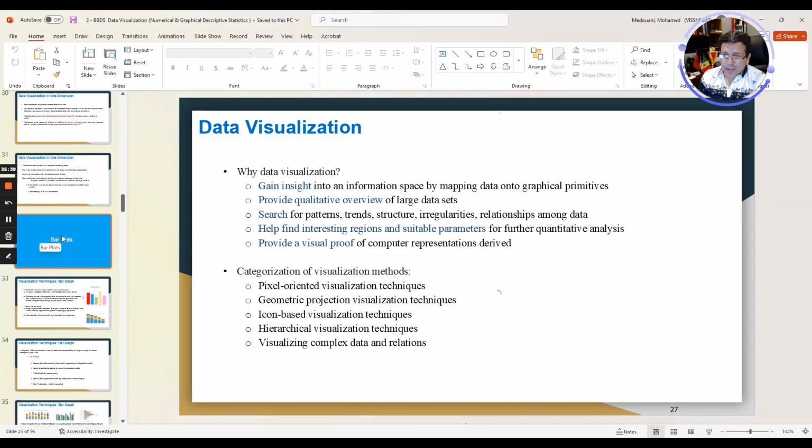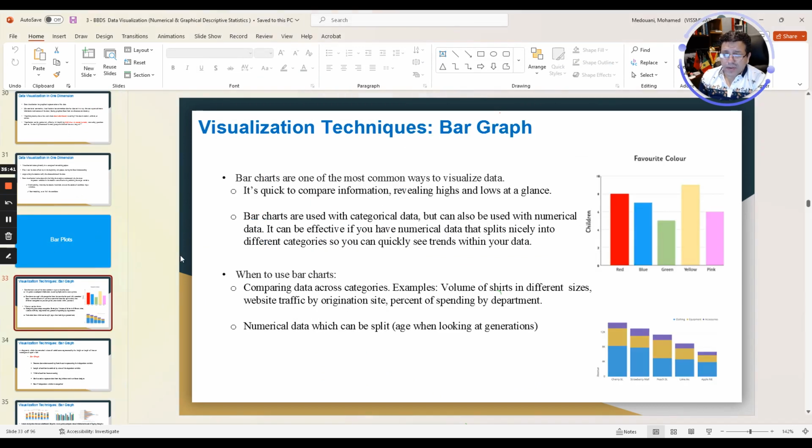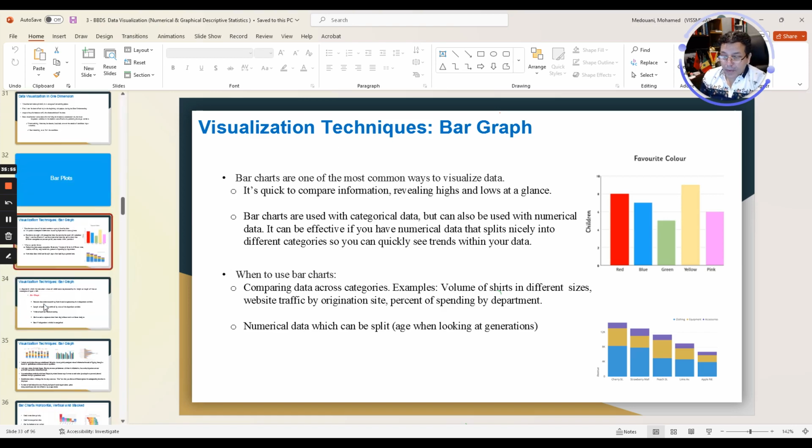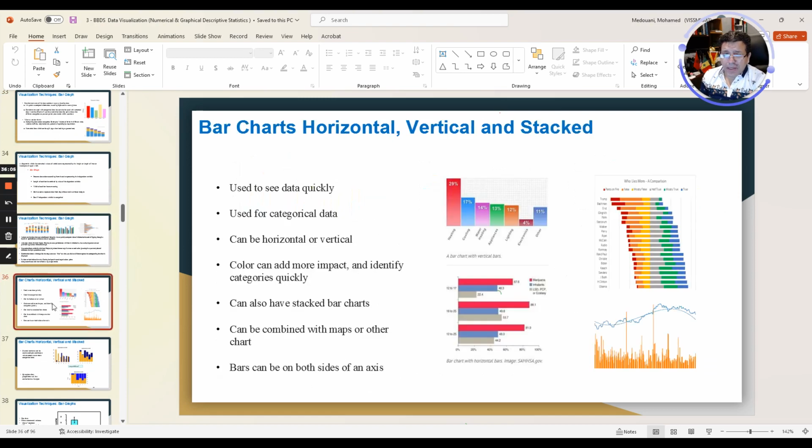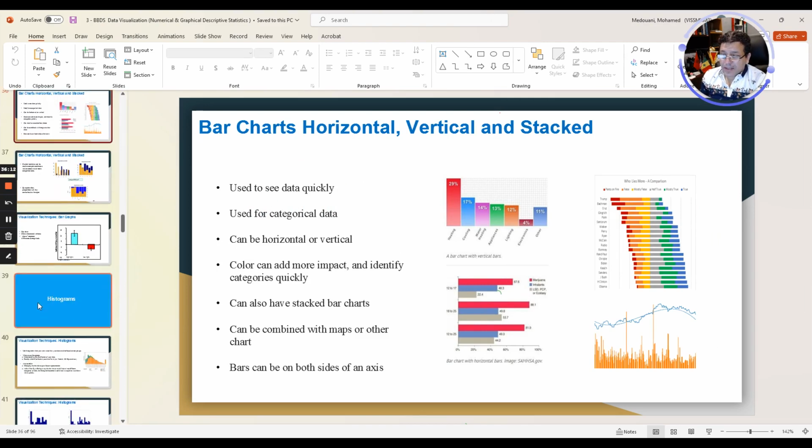So the rest of the presentation is talking about the properties of these graphs. So we talked about the bar plot. Bar plot is used for comparison, for categorical data, comparing the uniqueness of the elements of categorical data. And of course, there are many bar plots that you could use: horizontal, vertical, stacked. So I'm going to pass. Then histogram.